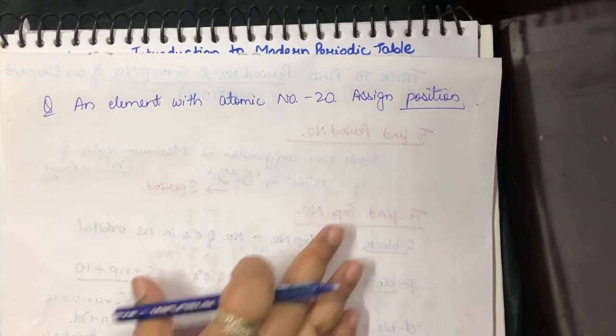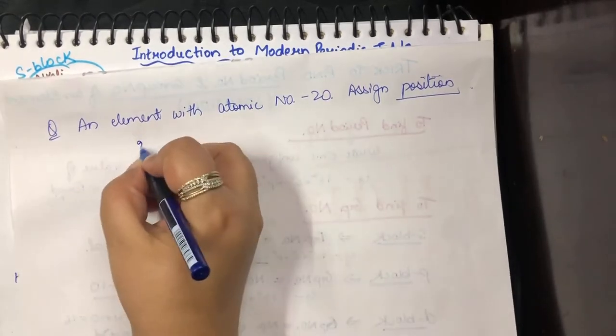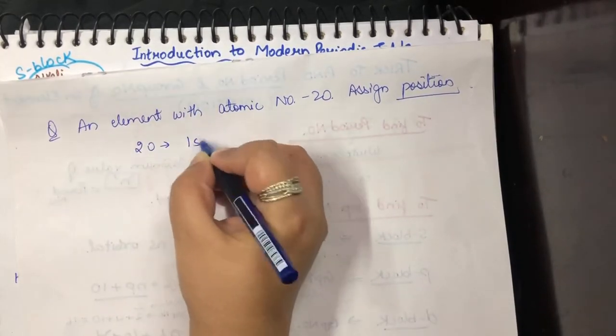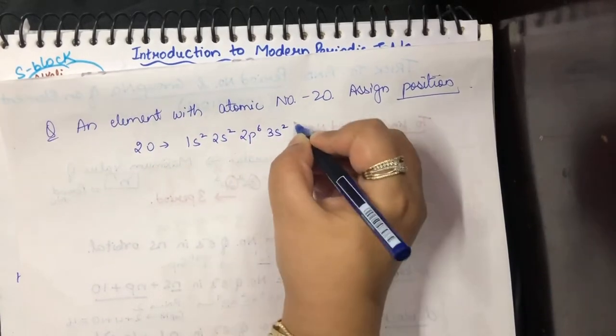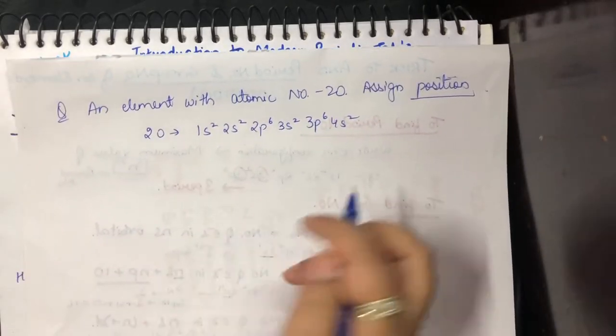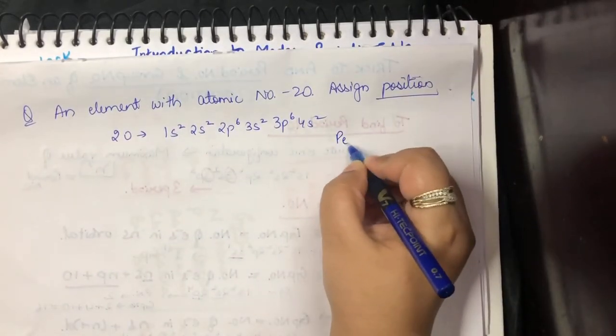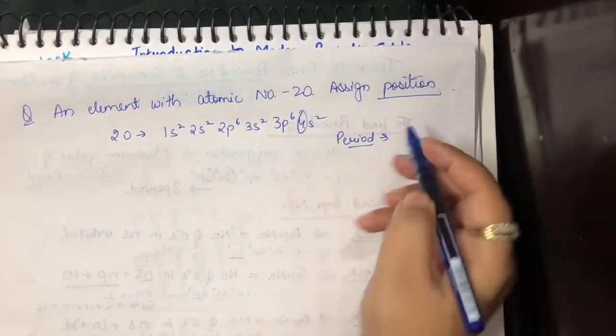Do one last question before I wind up the video. The question says an element with atomic number 20 is there. You have to assign the position. So for atomic number 20, I will write down the configuration. It is 1s2, 2s2, 2p6, 3s2, 3p6 and 4s2. It is 20. Now if you have to calculate the period, it is obviously the highest value of the principal quantum number, which is 4.